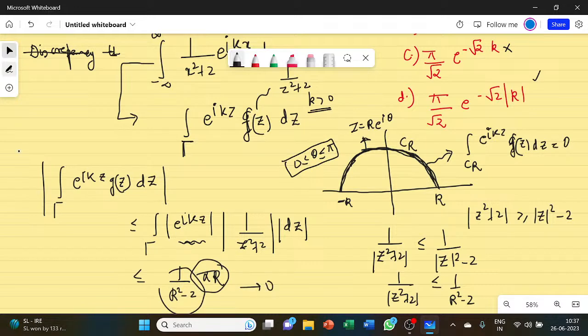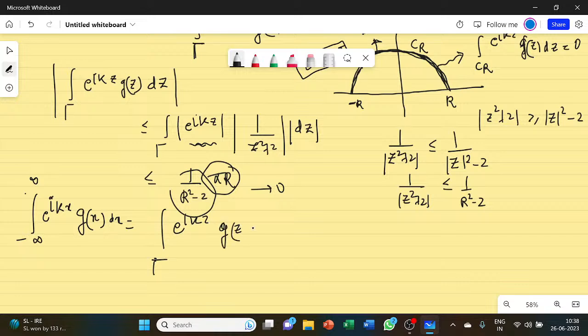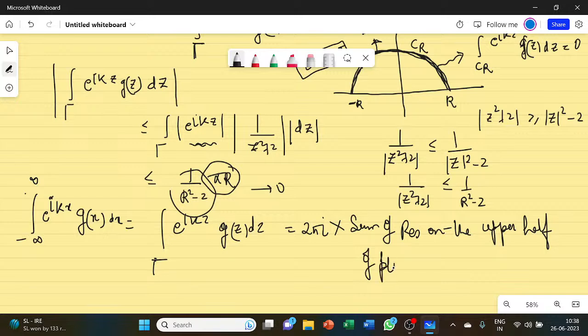So what happens is, if I want to find an integral from minus infinity to plus infinity of e to the power iota kx times, let's say, g of x, here g of x is 1 upon x square plus 2, then you can write it in these terms: e to the power iota kz g(z) f(z) dz. And you know what this integration is? This integration is 2 pi iota into the sum of residues on the upper half of the plane.